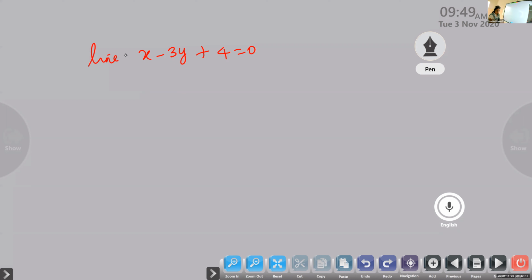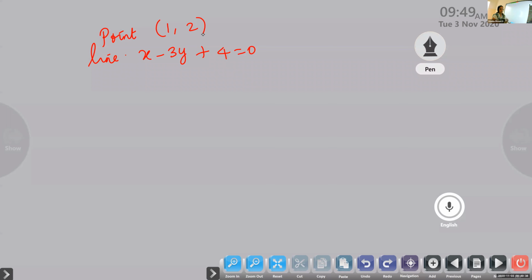Find the image of the point (1, 2) in the line x minus 3y plus 4 is equal to 0, assuming the line as a plane mirror.